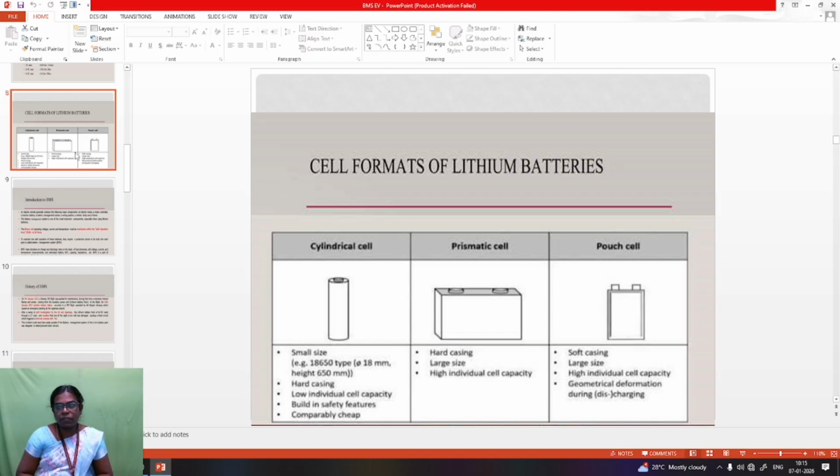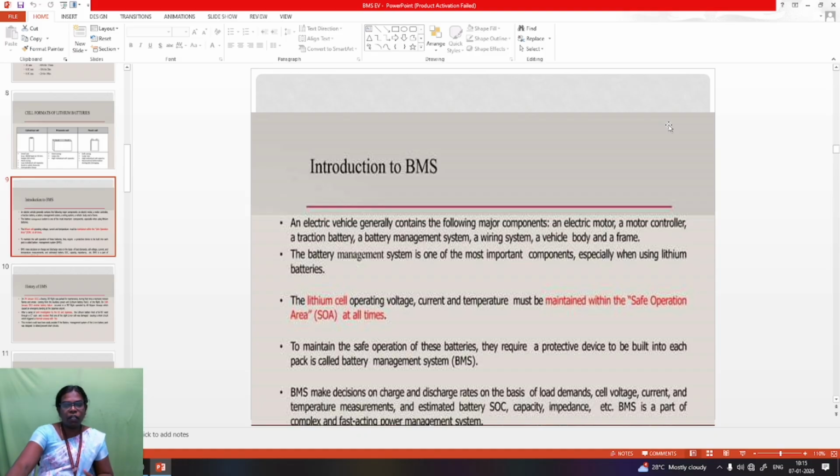If it is a pouch cell, that means soft casing, large size, high individual cell capacity, and geometrical deformation during discharge. So these are all the comparisons between the cylindrical, prismatic and pouch cell. Now we are coming to the point, the BMS.